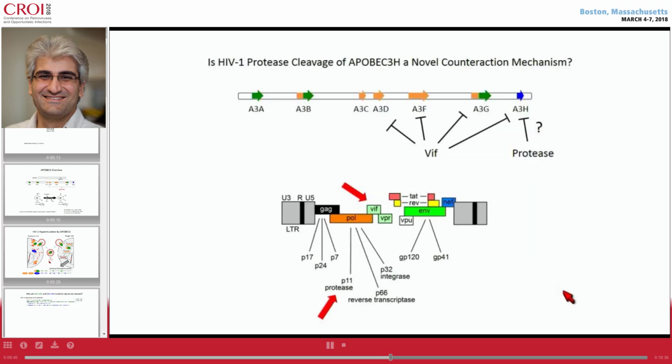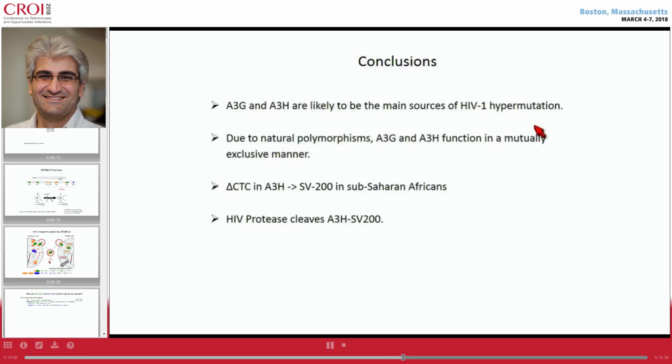We already knew that APOBEC enzymes interact with the HIV protein Vif. Now we have discovered a new protein in HIV which interacts specifically with APOBEC3H, and specifically with this version of APOBEC3H, which is prevalent in sub-Saharan Africa. Now the question is, what is the functional consequence of that?